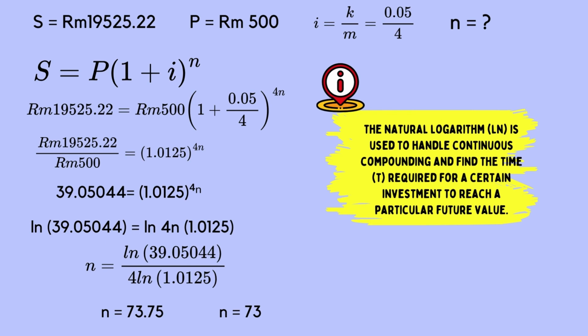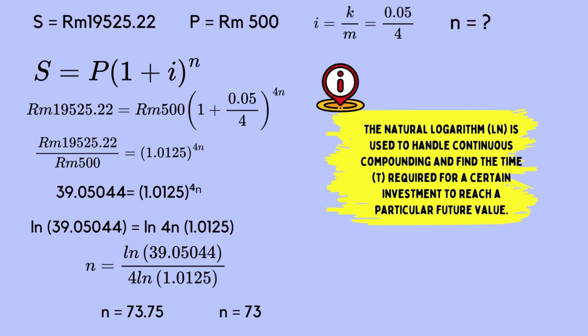So replace all the information into the formula. Then it will become 90,525.32 cents equal to 500, open bracket 1 plus 0.05 over 4, close bracket, power of 4 times n. Actually n is t. Then we solve the amount in the bracket first. So 1 plus 0.05 over 4, we will get 1.0125. Then we will bring the 500 to the other side. So you will divide with 90,525.30 cents, as you can see on the slide.